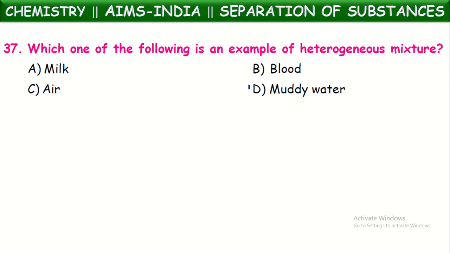Next one. Which one of the following is an example of a heterogeneous mixture? Milk, blood, air, and muddy water. Yes, here muddy water is the answer. It is a heterogeneous mixture because it may be made up of dust particles, water, and mud. These all. Okay, it is heterogeneous.